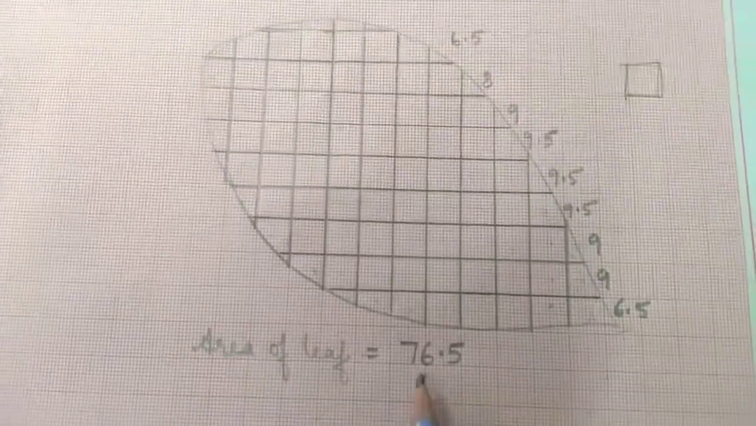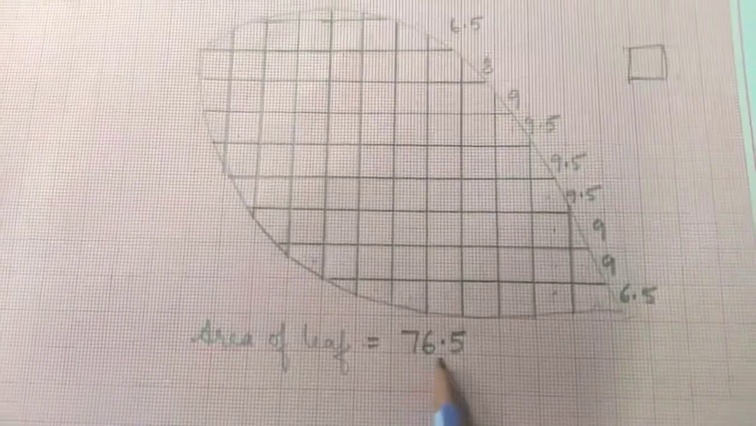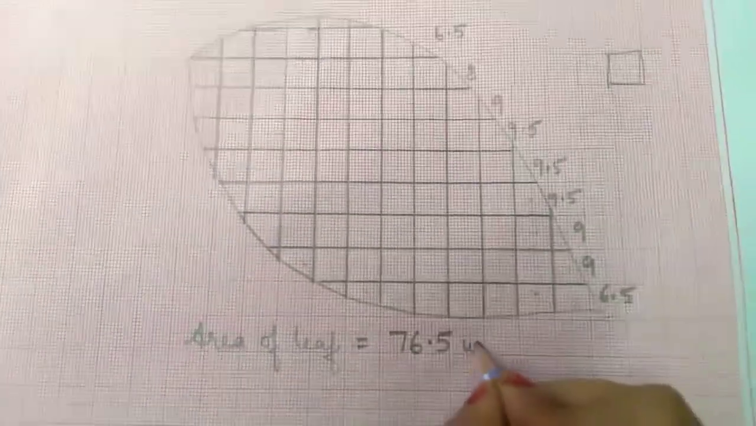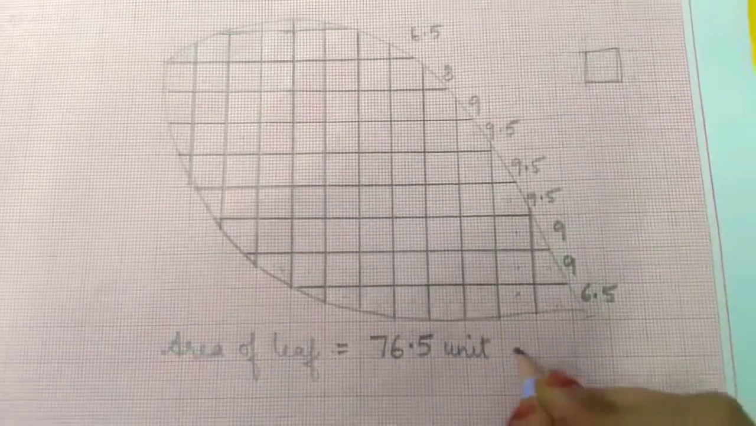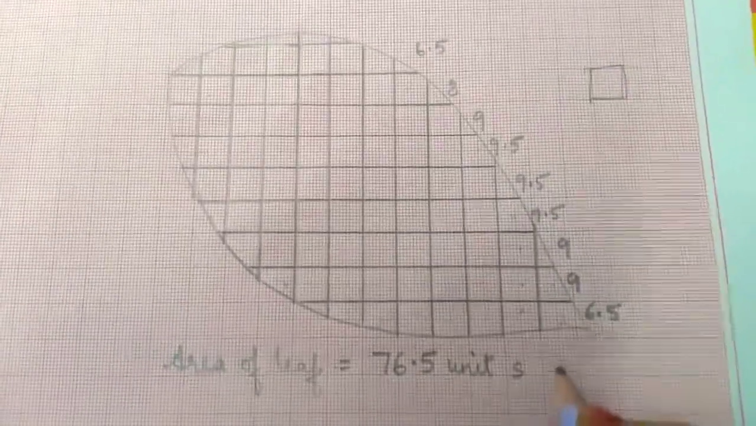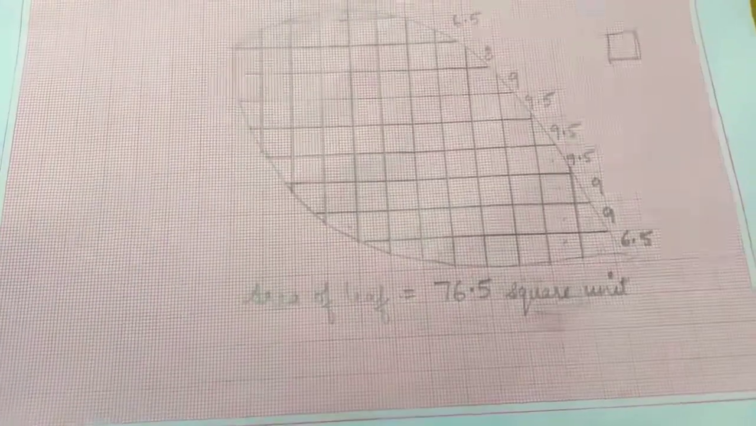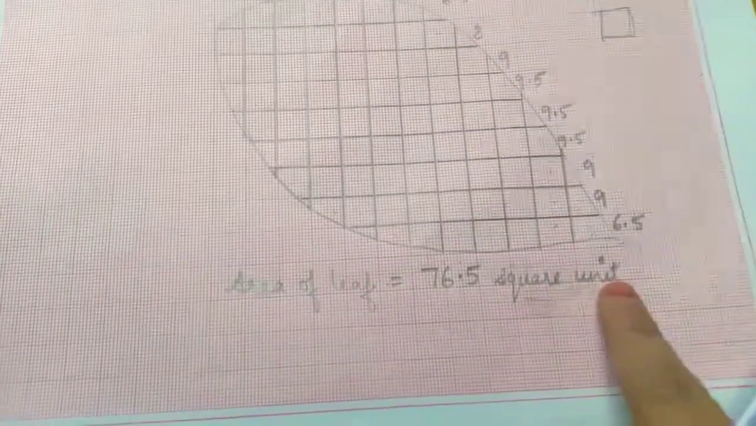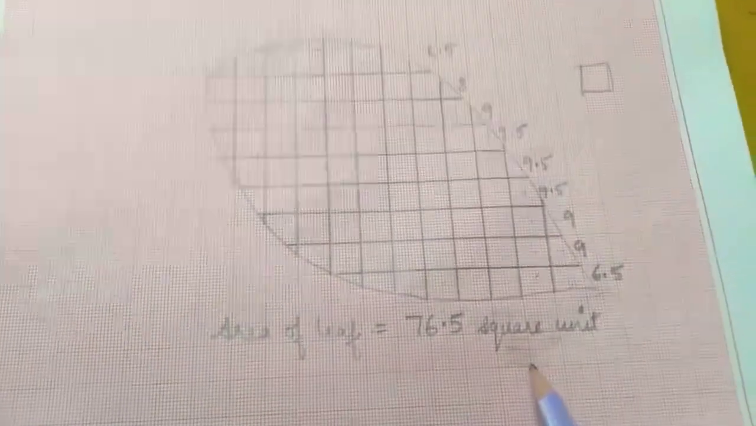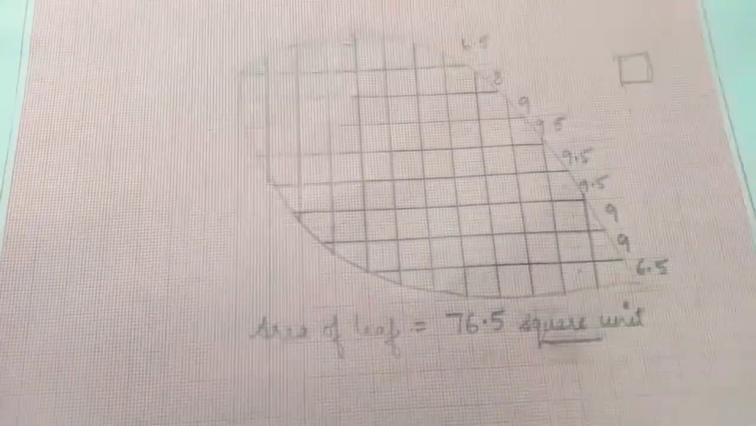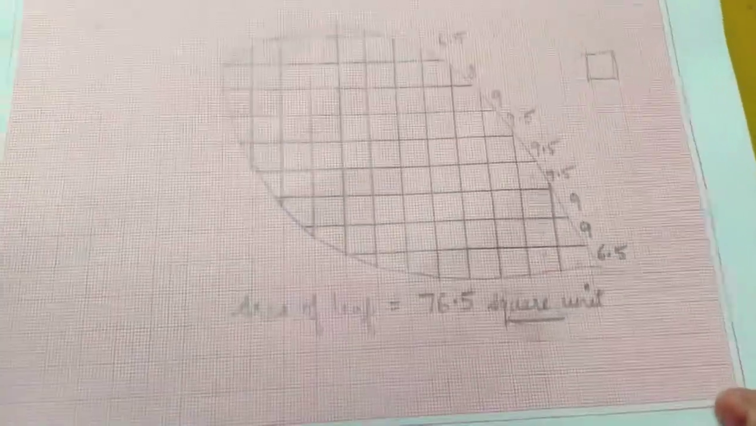On adding, we are getting, children, here 76.5 square units. Yeah, square unit. Okay? It is square and unit. So yes, the unit is square unit. Children, I will be explaining why the unit here is square unit in detail further in this video.